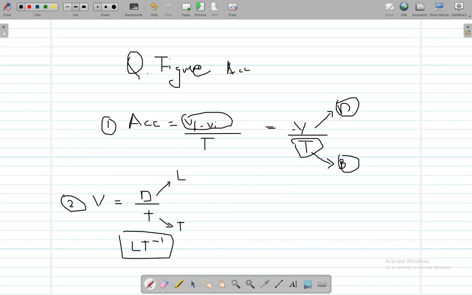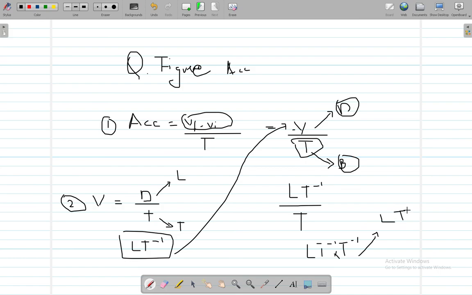We put it right over here: L into T to the power of minus 1 upon T. You remove the sign of division, the T goes up and it becomes L into T to the power of minus 1 into T to the power of minus 1, and the final product is L into T to the power of minus 2.